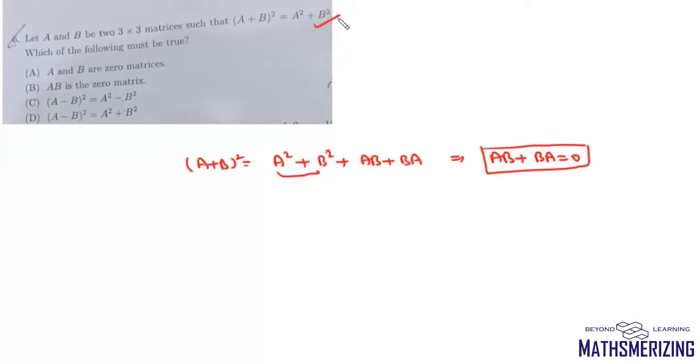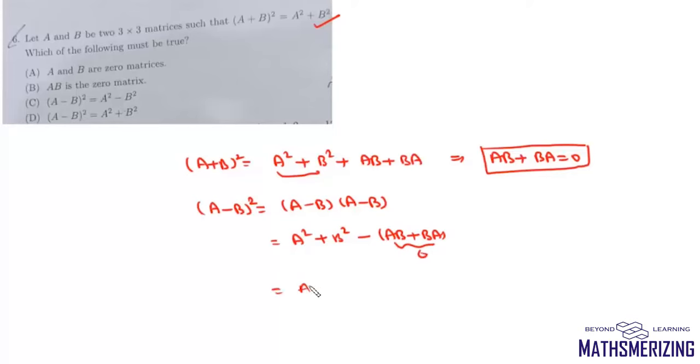Now which of the following must be true? Now we look at (A-B) square, which will be (A-B) into (A-B). So it will be A square plus B square minus (AB plus BA). Now we know that AB plus BA is a null matrix, so this is O. So this result will be simply A square plus B square, and that's your option D.